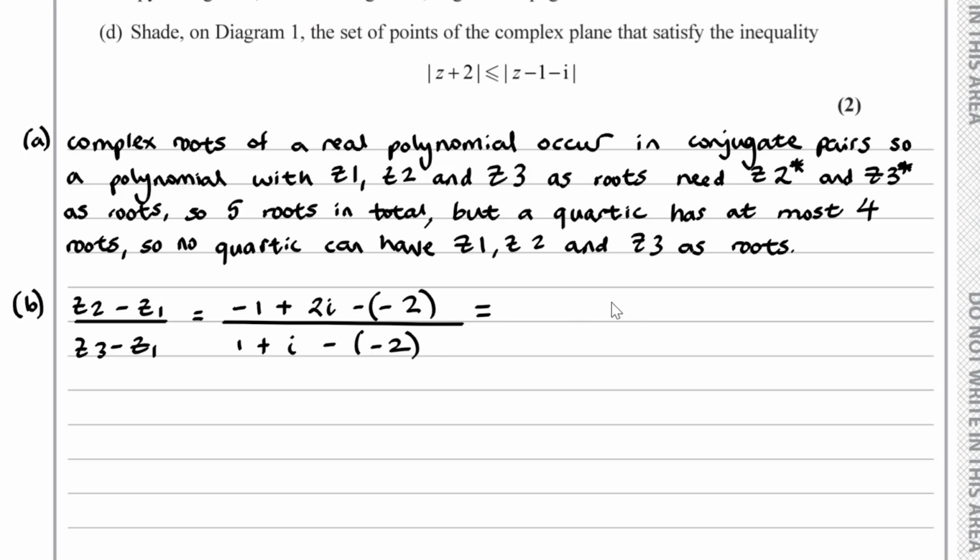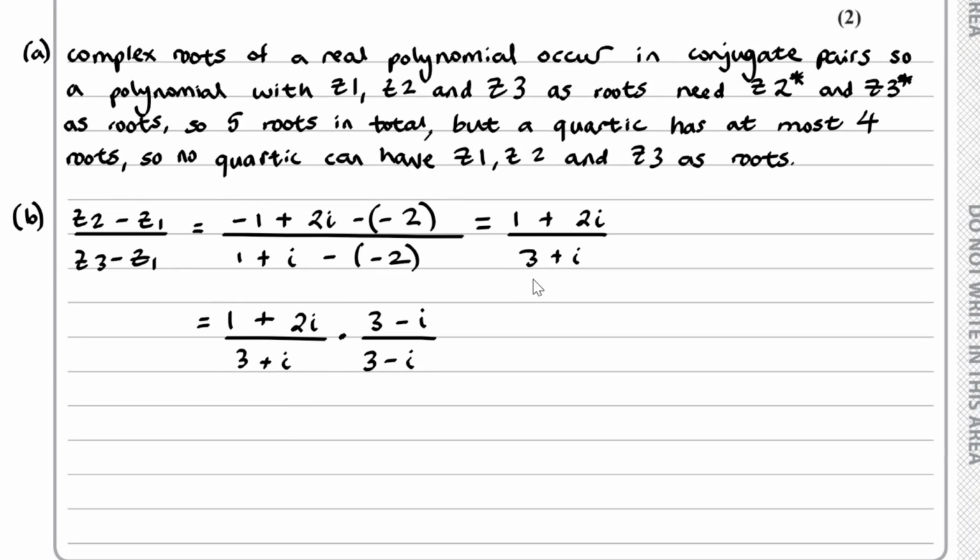And this thing over here simplifies to 1 plus 2i over 3 plus i. And with this thing over here, this 1 plus 2i over 3 plus i, of course we'd have to multiply both the numerator and the denominator by the complex conjugate of the denominator. So we multiplied the top and bottom by 3 minus i, like so.